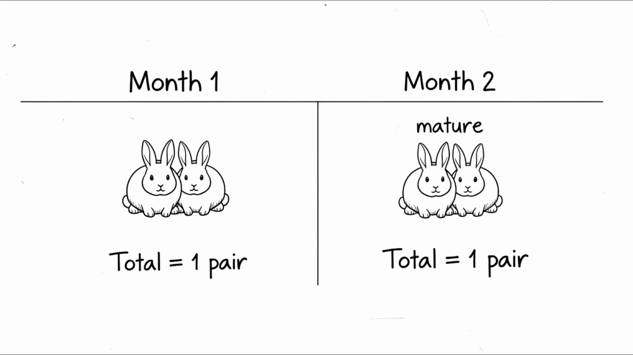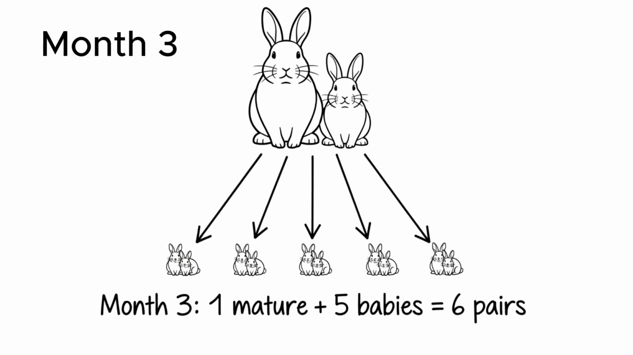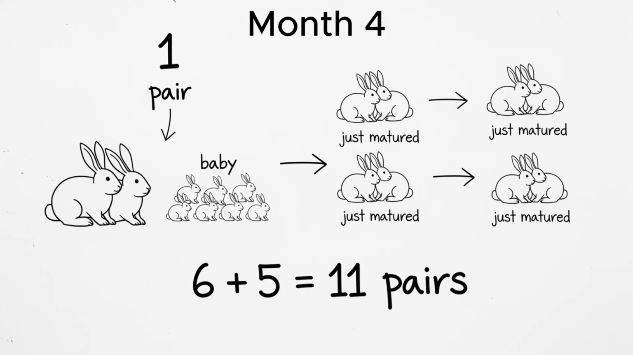Total equals 1 pair. Month 3, now it gets interesting. Our mature pair produces 5 new baby pairs. We still have the original pair, that's 1, plus their 5 babies. Total equals 6 pairs. Month 4, the original pair produces 5 more babies because they keep reproducing. The 5 pairs from month 3 are now mature but just became adults, so they haven't reproduced yet. So we have 6 pairs from last month plus 5 new babies equals 11 pairs.